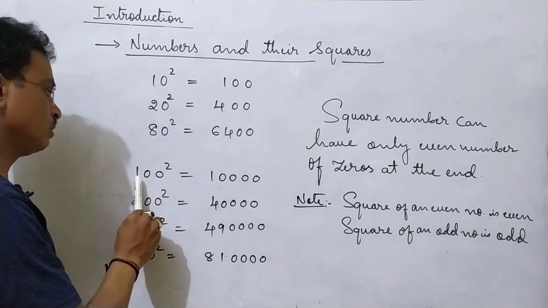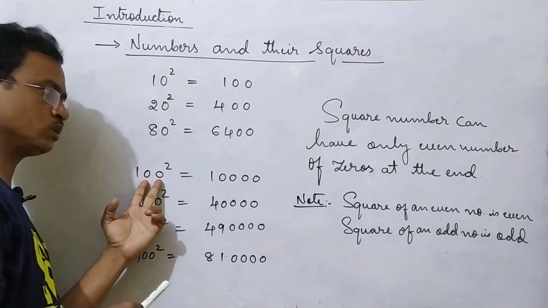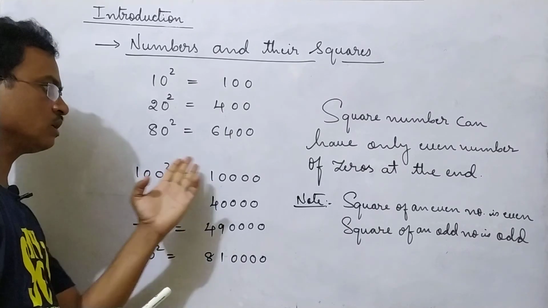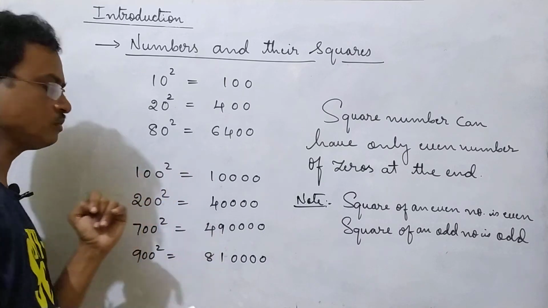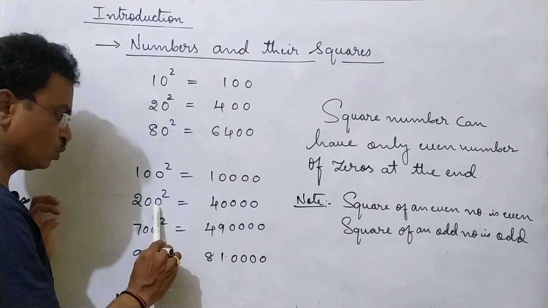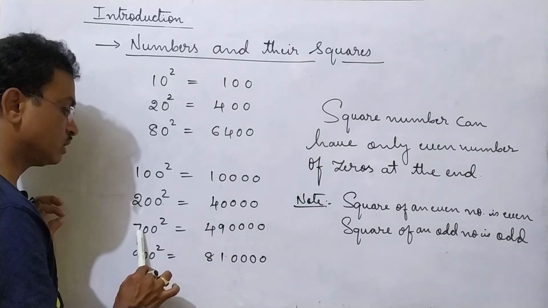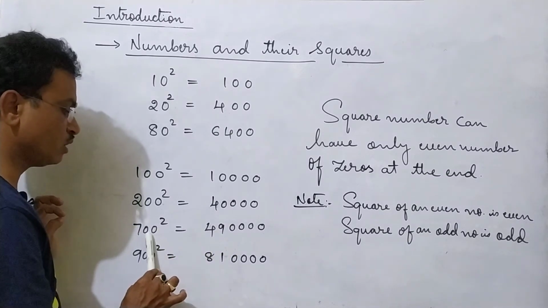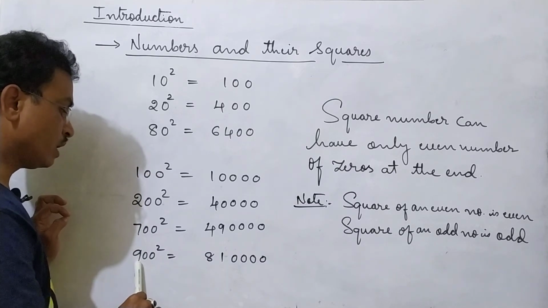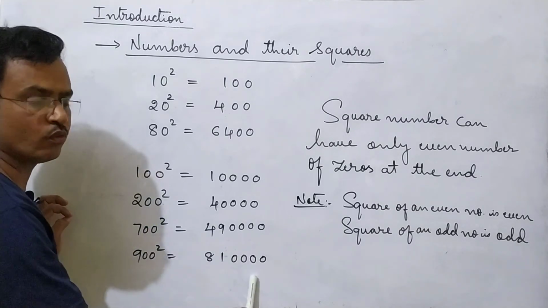Next point, 100 square. Now here 2 zeros are there. 1 square, 1 into 1 becomes 1. Here 2 zeros are there, you should make it 4 zeros. Now 200 square, 2 twos are 4. Here 2 zeros, you should write 4 zeros here. 700 square, 7 sevens are 49. Then here 2 zeros, make it 4 zeros here. Then 900 square, 9 nines are 81. Here 2 zeros, this side you should make it 4 zeros.